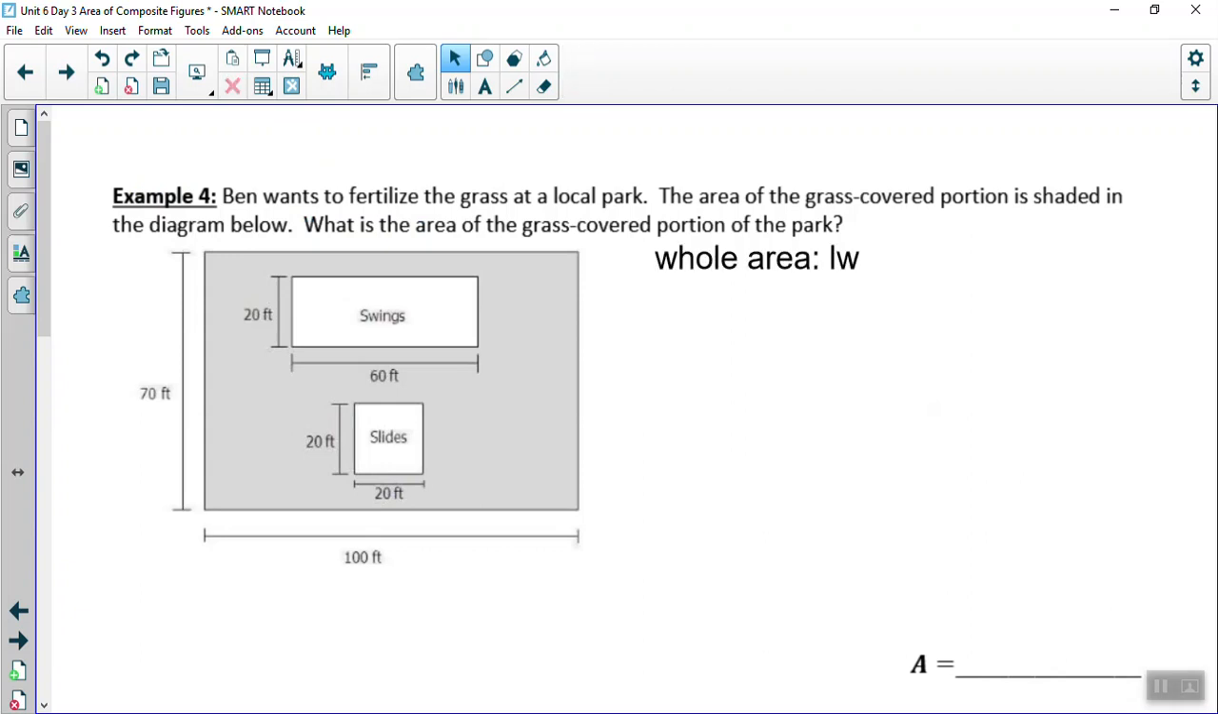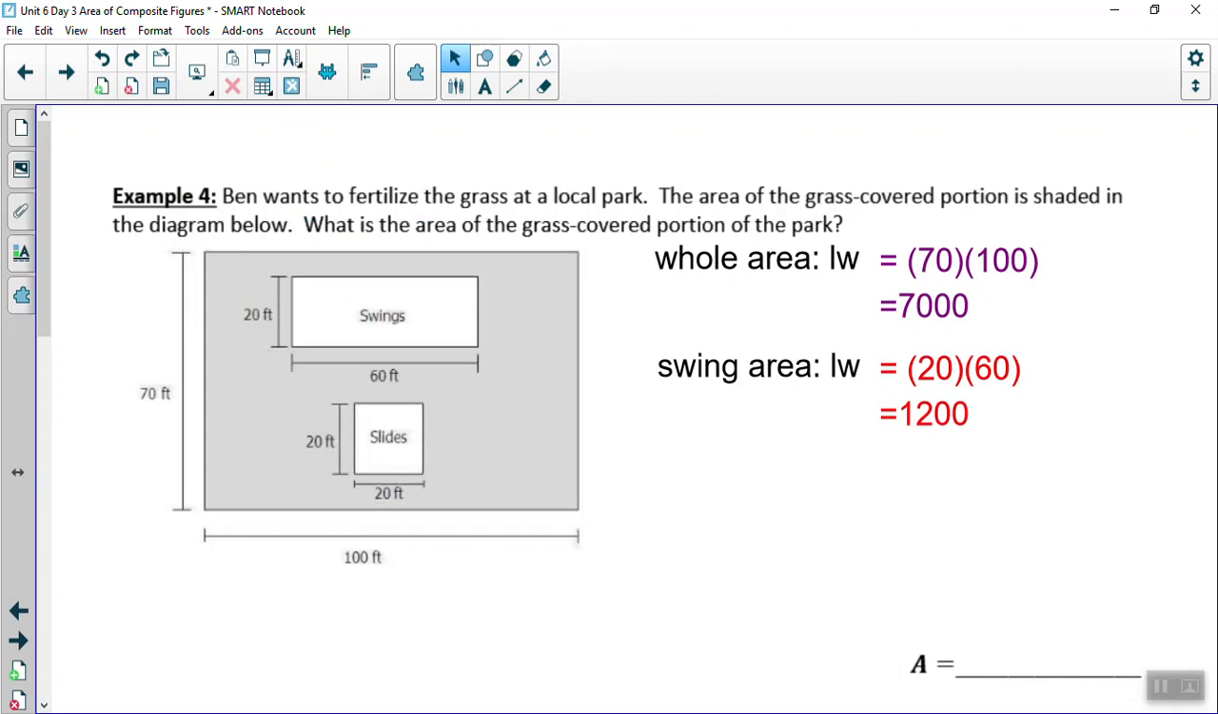All right, so first, let's find the whole area of that rectangle. The whole area is going to be length times width. So that's going to be my 70 times 100, which is 7,000. All right, now let's find just the area of the swings. The length times width is going to be 20 times 60. Gives me 1,200. And now let's find the area of just the slides. So length times width, 20 times 20. And that gives me 400.